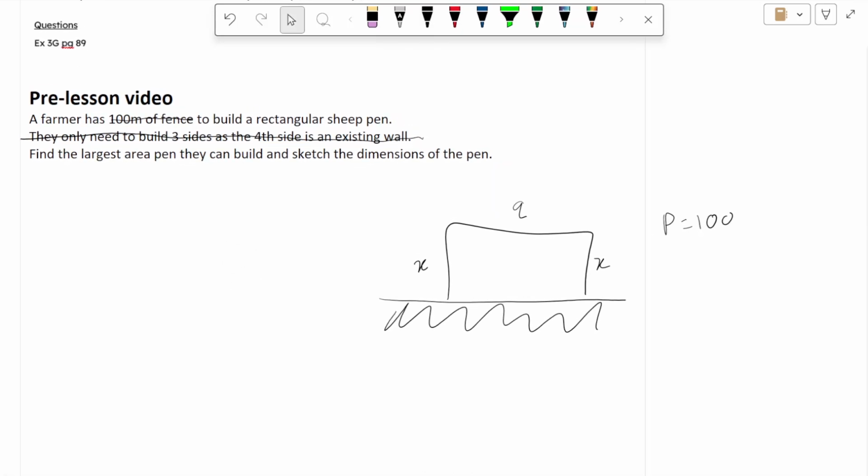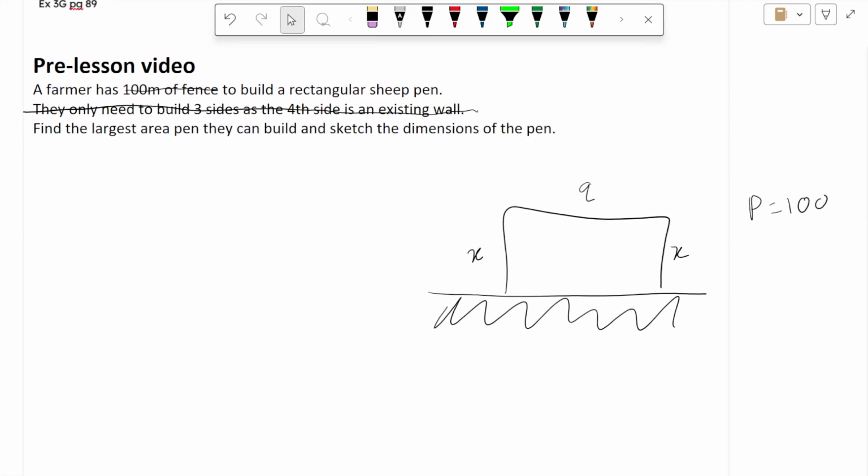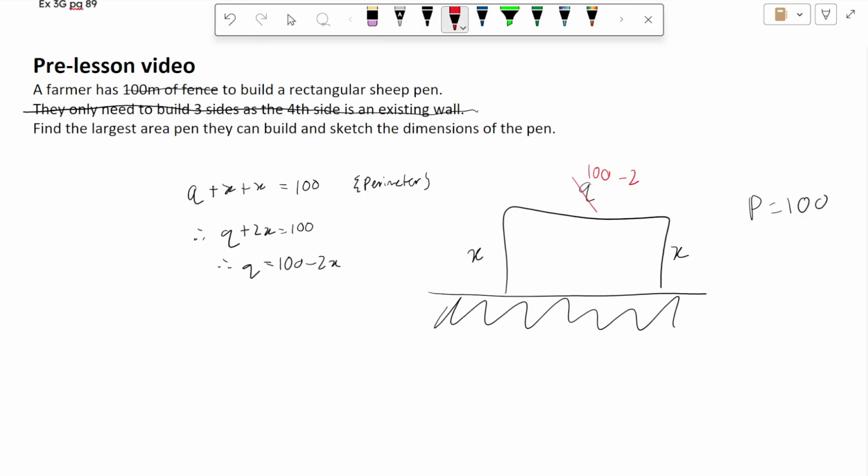All right, find the largest area they can build. So basically, first thing we need to do is figure out what Q is. So Q plus X should equal 100. So that would be the perimeter minus that other wall. Therefore, Q plus 2X is 100. Therefore, Q is 100 take 2X, just like that. So now, instead of writing Q on this diagram, I can write 100 take 2X whenever I see it.